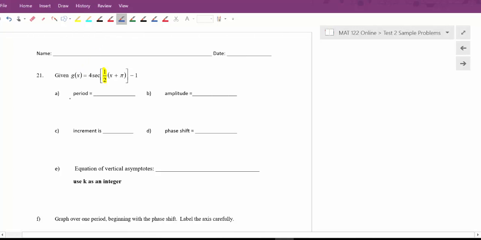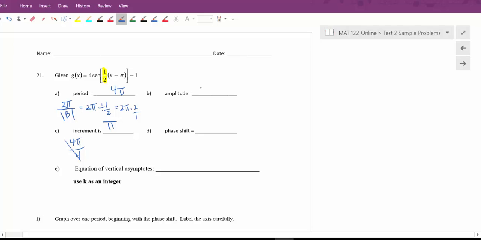On a secant, the formula is the period is 2 pi over b. So we're going to have 2 pi divided by 1/2. So that's 2 pi times 2 over 1. So that means we have a period of 4 pi. The increment is the period over 4. So we're going to have an increment of pi.